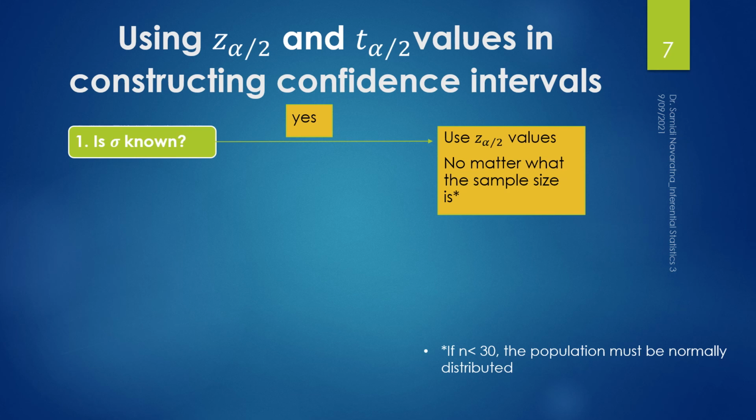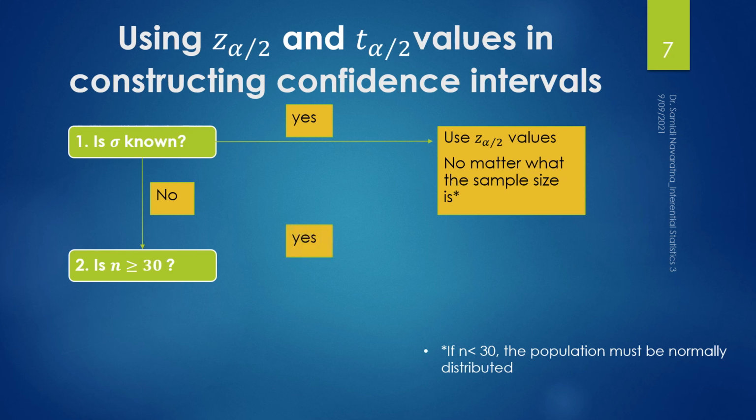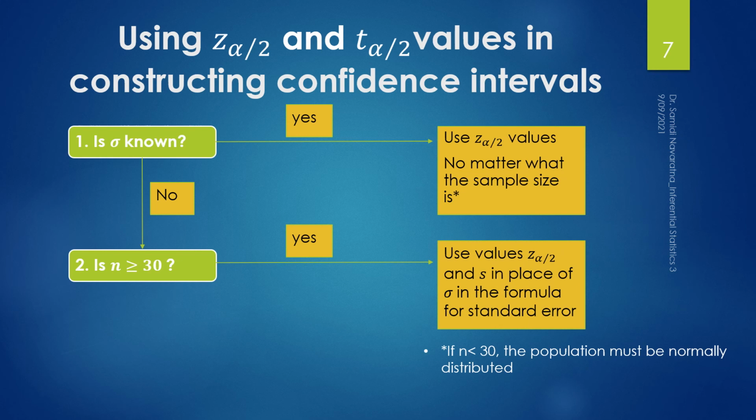Then, secondly, if the answer is no, if you don't know the standard deviation, then you have to ask a second question, that is whether the sample size is greater than or equal to 30. If so, you can still use the z values, and in the place of population standard deviation, you can use the sample standard deviation.